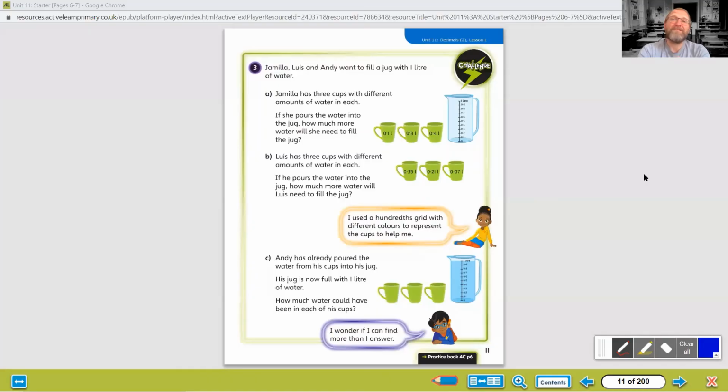If you finished all the questions in your book and want an extra challenge, here it is. Have a look at this question and see if you can solve it.